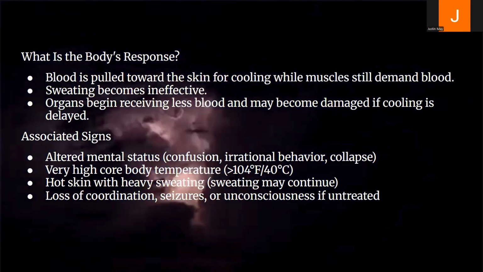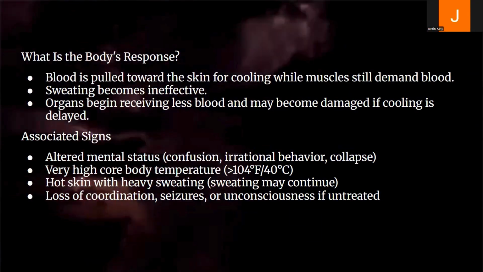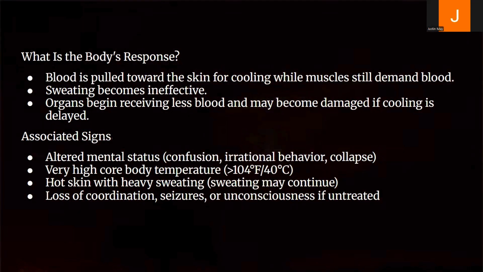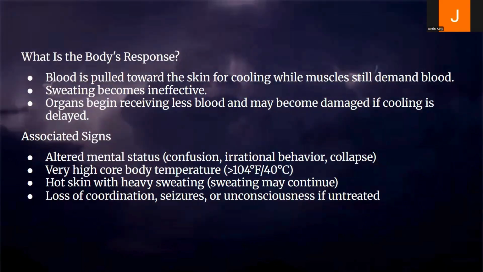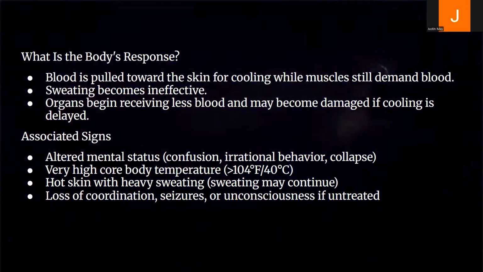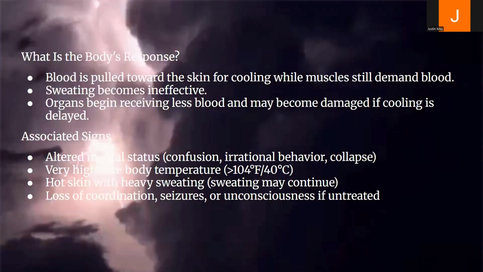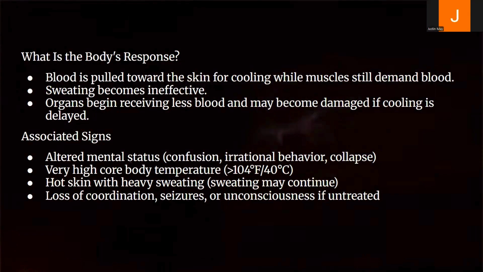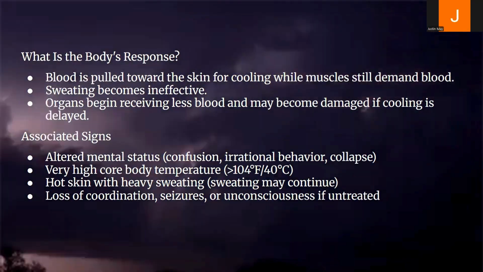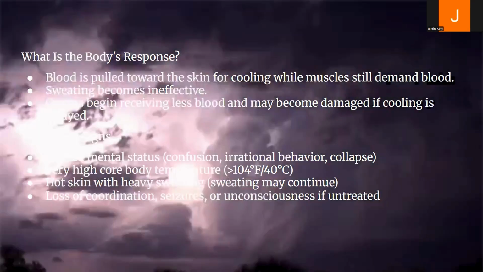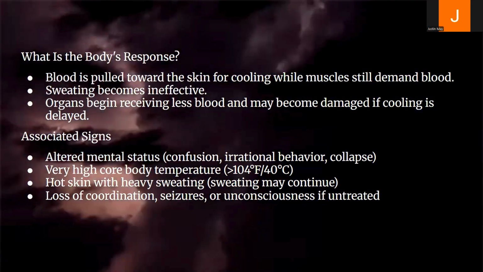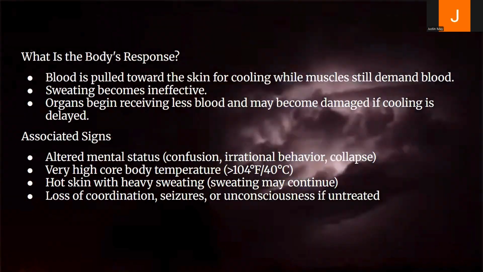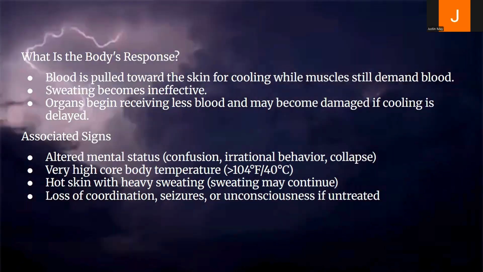What is the body's response? Blood is pulled towards the skin for cooling, while muscles still demand blood. Sweating becomes ineffective. Organs begin receiving less blood and may become damaged if cooling is delayed. Associated signs are altered mental status, confusion, irrational behavior, collapse, high core temperature above 104 degrees Fahrenheit, or hot skin with heavy sweating. Sweating can continue through the signs and symptoms, and then loss of coordination, seizures, or unconsciousness if untreated.